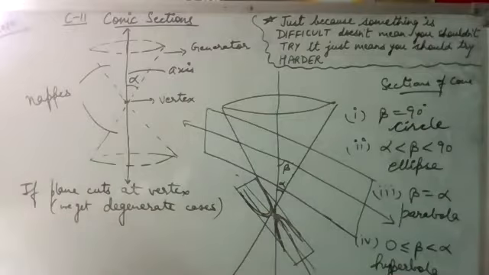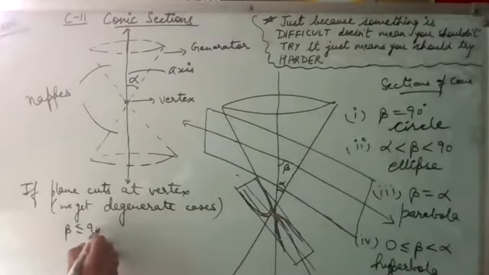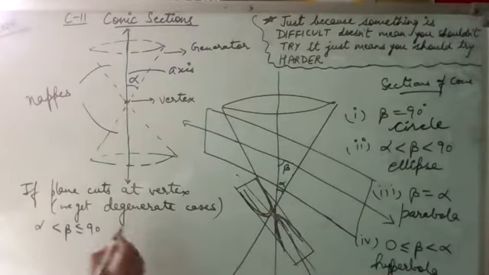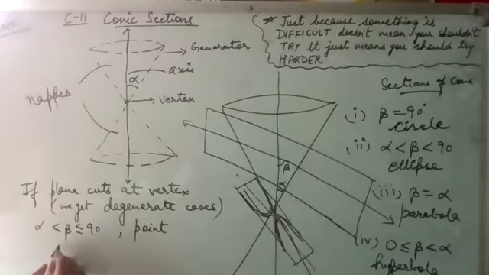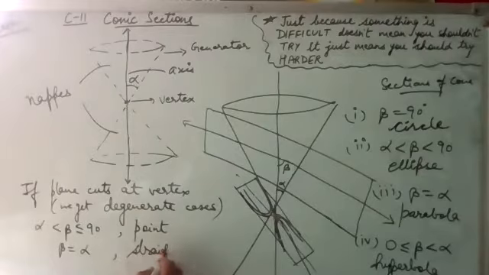What we will get is, when beta is less than or equal to 90 and greater than alpha, we get a point. When beta is equal to alpha, we get a straight line. So you just have to remember these things. And when beta is less than alpha and greater than or equal to 0, we get a pair of straight lines.